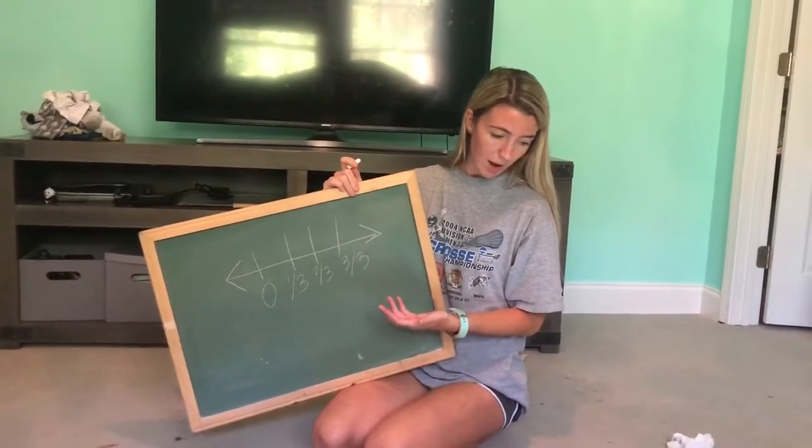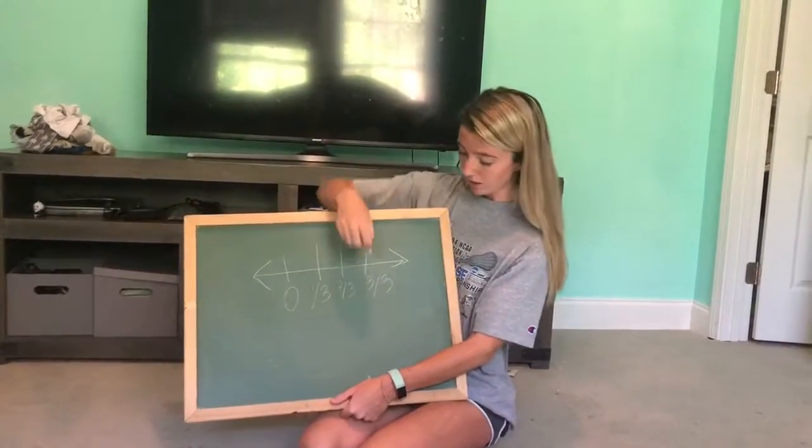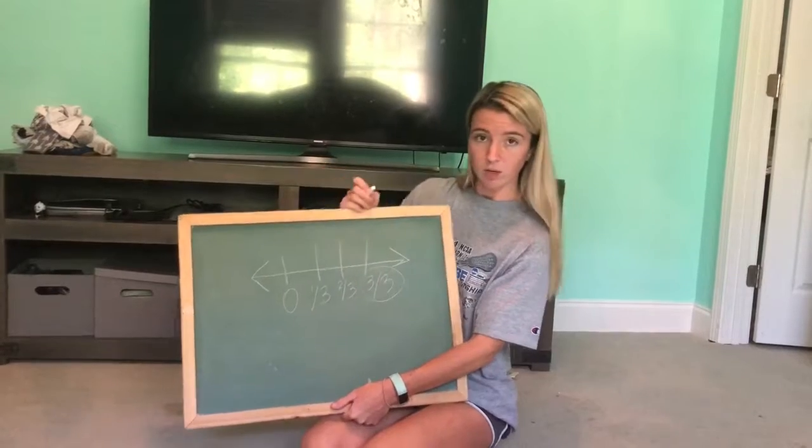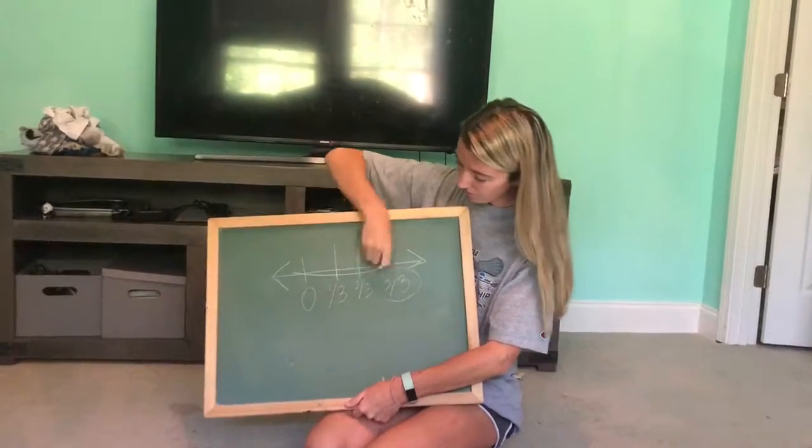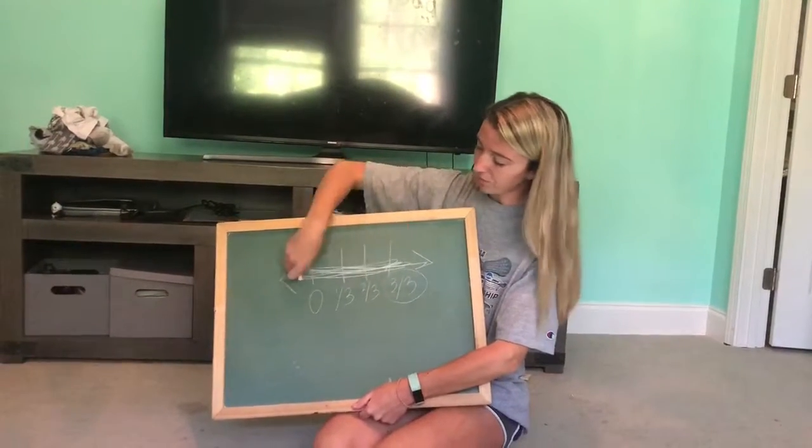So on our number line, we're going to shade the whole thing in because this is our fraction, 3/3, and we have all of it. So we're going to shade it in.